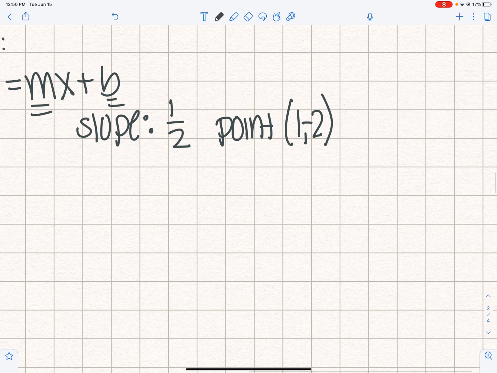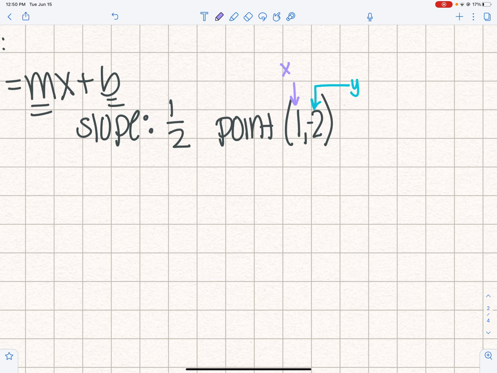Now this one, not so much. So I've got the point 1, negative 2. It's kind of hard to see, but it is the point 1, negative 2. And then the slope is 1/2. Now they didn't give me the y-intercept in this one. They gave me another point. So I have to find the y-intercept. Well, my point is going to be an x and a y. Every point, the first one is x and the second one is y.